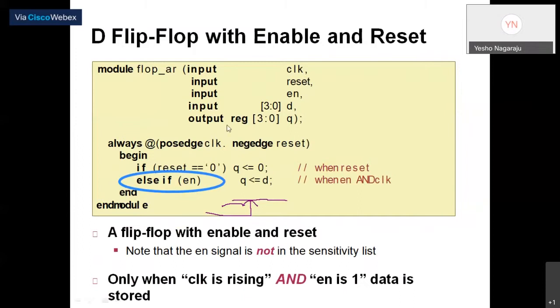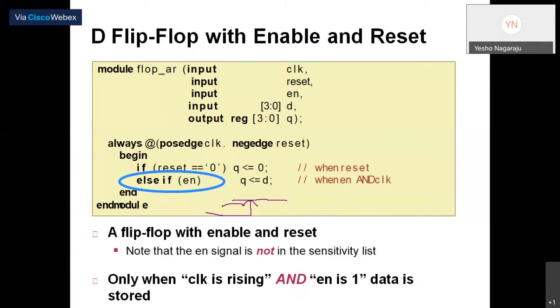Let us add one more signal, enable. Now, is it a synchronous reset? It's an asynchronous reset because it has been specified in the sensitivity list. Very good. Then if reset is low, Q goes to zero. Then Q is not directly getting D. Only if the circuit is enabled does Q get D. Otherwise, Q would retain its previous value.